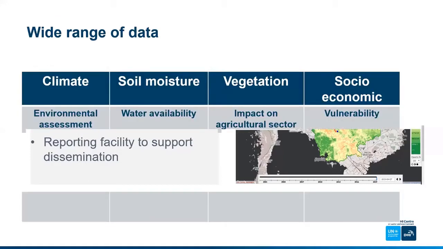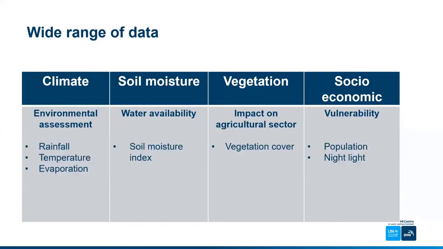The tool is actually relying on different types of data sets. As you know, droughts can be described in different ways. We talk about meteorological droughts when we refer to, for example, rainfall. And that's why the portal has access to a number of climate data sets, for example, rainfall, temperature, evaporation.